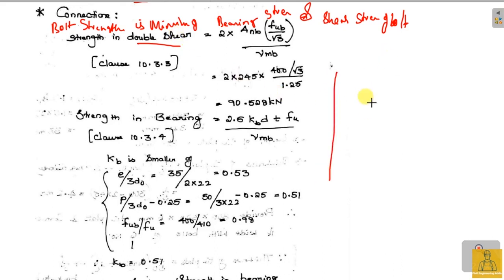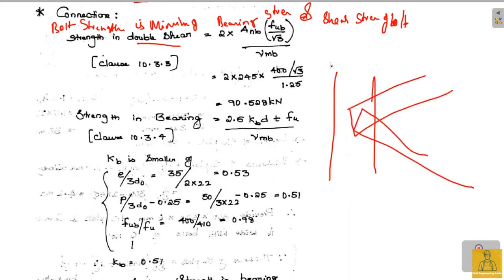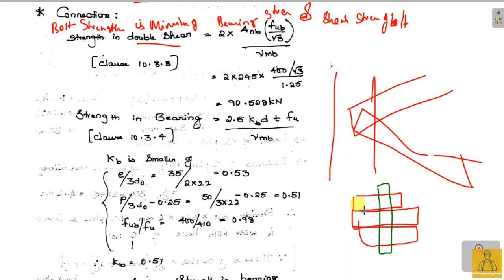See, this is the lacing system, right? So this is a lacing bar and I am overlapping these lacing bars. The cross section of the lacing bars looks like this. This is how it is going to look in the side view. Bolt is going to be like this. This is shear plane 1 and this is shear plane 2, double shear. There are two shear planes. So for two shear planes, the formula is 2 into Anb into Fub by root 3. You can find this equation in clause 10.3.3. So on substituting these values, this is the strength of the bolt in double shear.